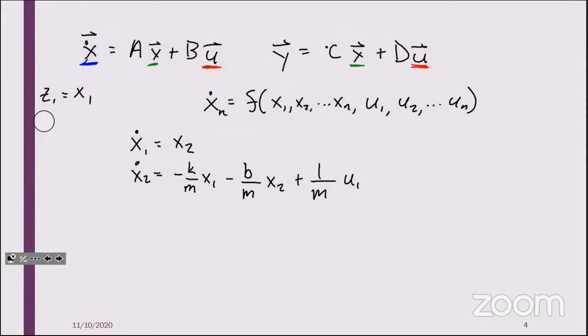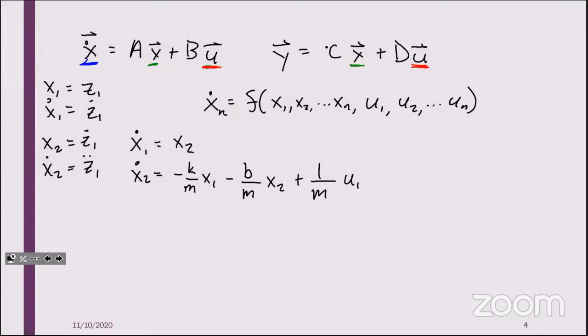My state variable is equal to the position. X dot 1 is equal to the velocity. X2 is equal to the velocity. And x dot 2 is just the acceleration, right? This is where this is coming from. It's just a generic second order system example.